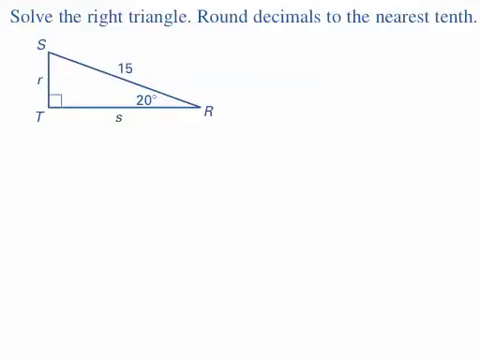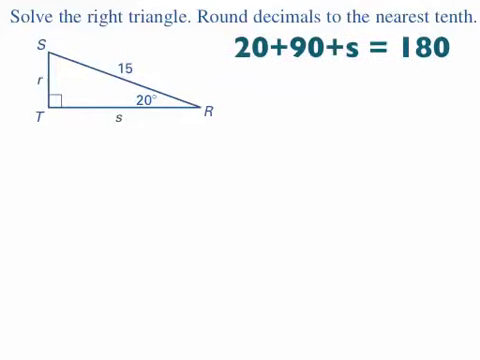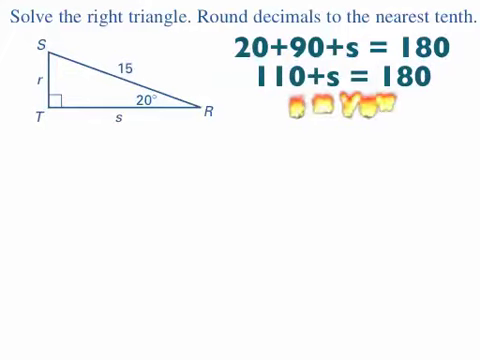In this right triangle, we've been given one of the angle measures. So automatically, I know that I have the right angle at angle T, and I know that angle R is 20 degrees. I can go ahead and add those together and subtract from 180 and solve for my third angle, angle S. So the measure of angle S is going to be 70 degrees.